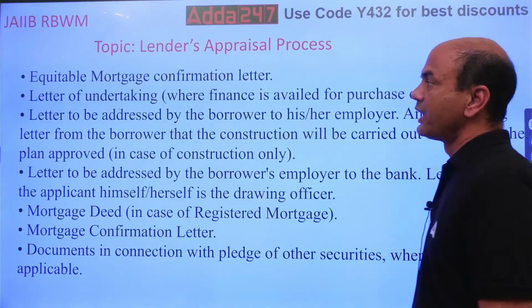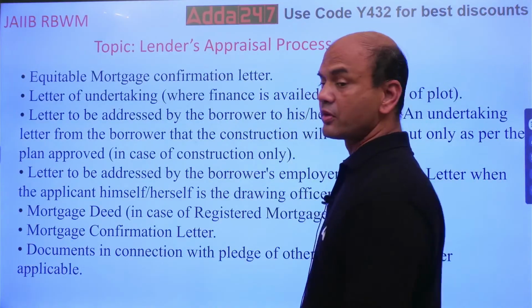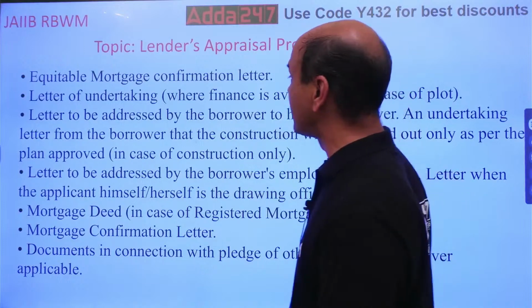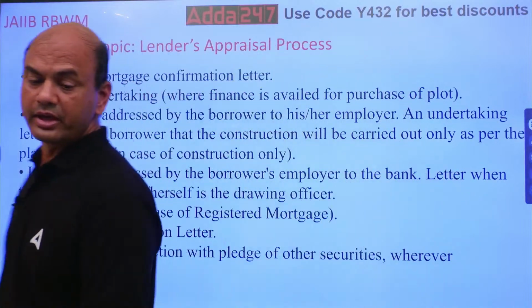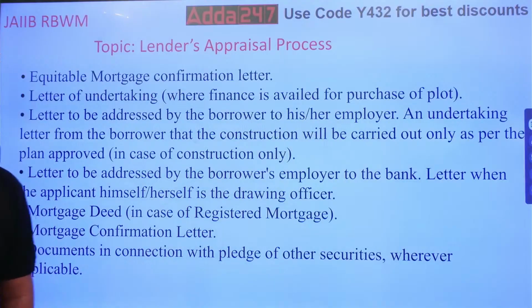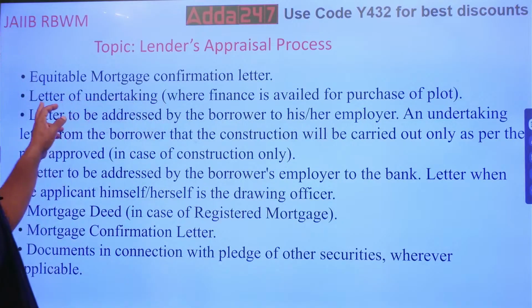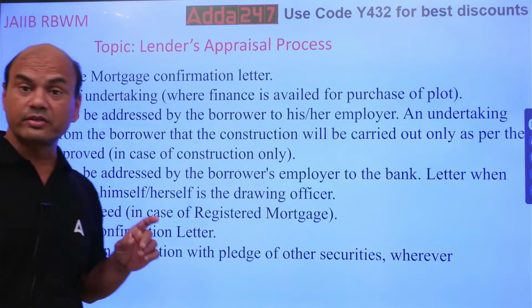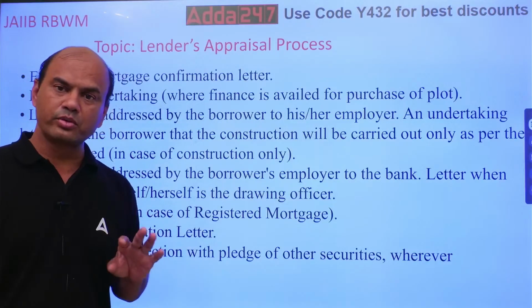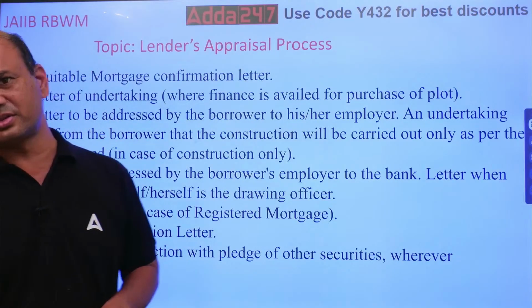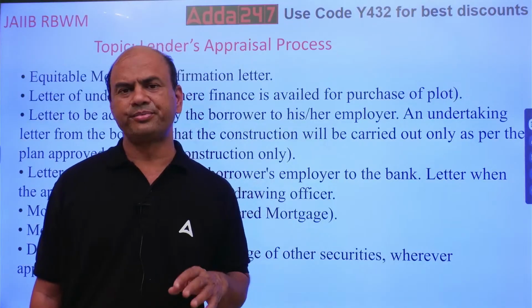Next, equitable mortgage confirmation letter of undertaking. Undertaking means where the finance is availed for purchase of a plot. Now, finance is availed for the purchase of the plot means many customers, what do they do? They purchase the plot and then build the house. So, in that case, you take the undertaking that person will build the house. Otherwise, what will they do? Do you know? Many of these customers are doing it.